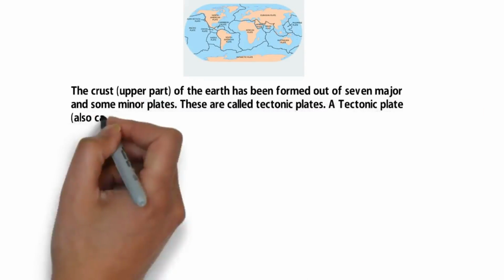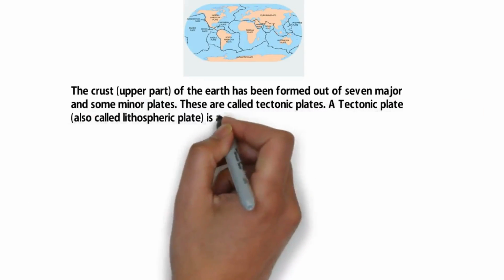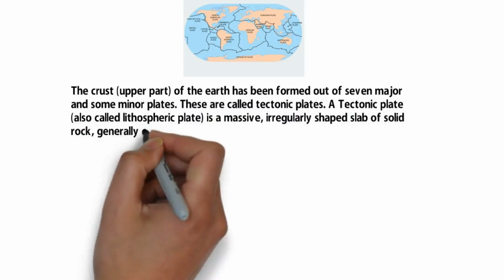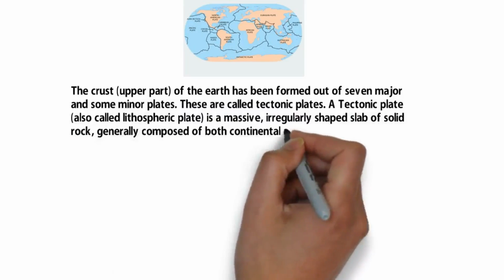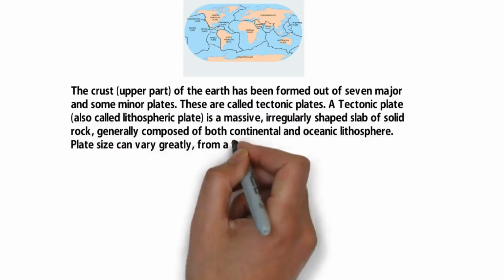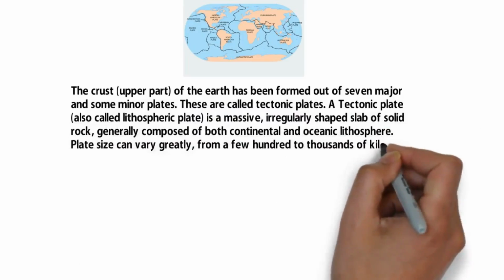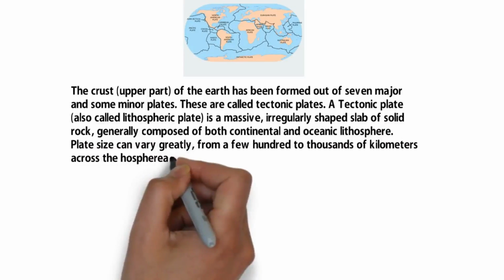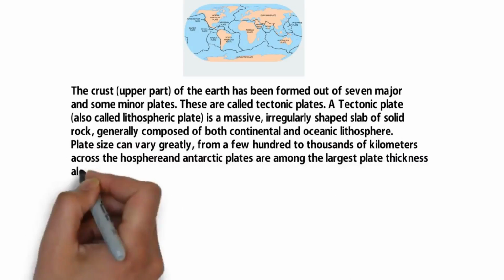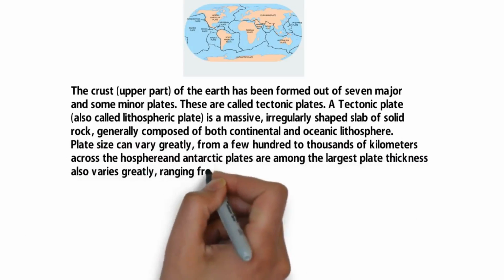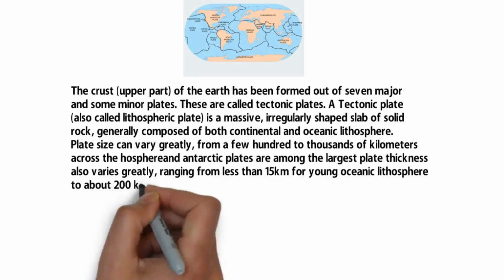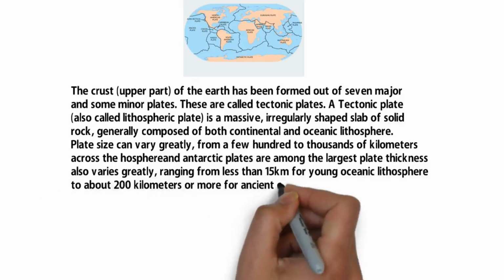A tectonic plate, also called lithospheric plate, is a massive, irregularly shaped slab of solid rock, generally composed of both continental and oceanic lithosphere. Plate size can vary greatly, from a few hundred to thousands of kilometers across. The Pacific and Antarctic plates are among the largest. Plate thickness also varies greatly, ranging from less than 15 kilometers for young oceanic lithosphere to about 200 kilometers or more for ancient continental lithosphere.